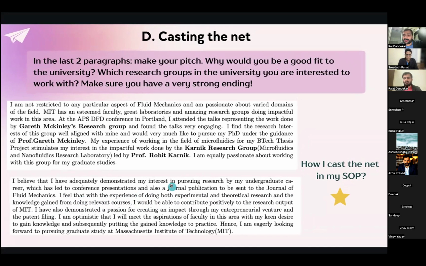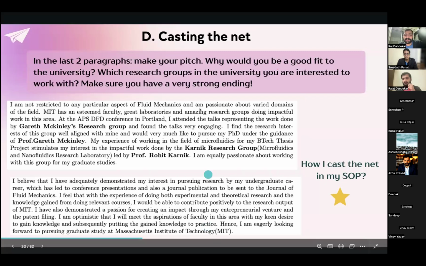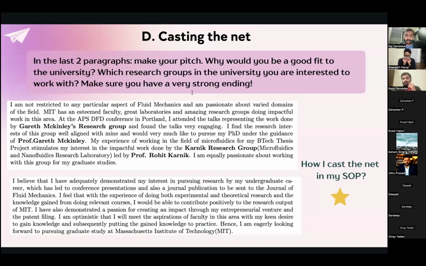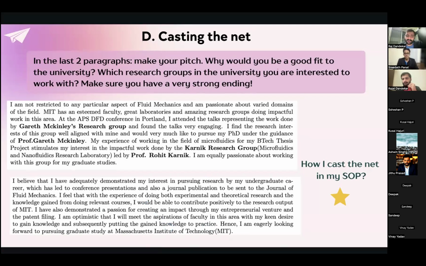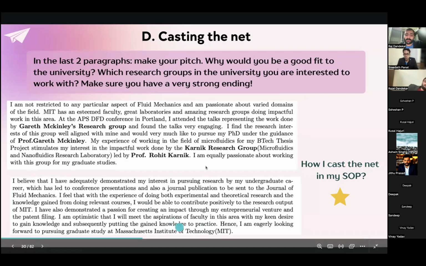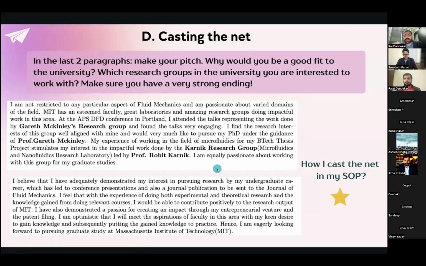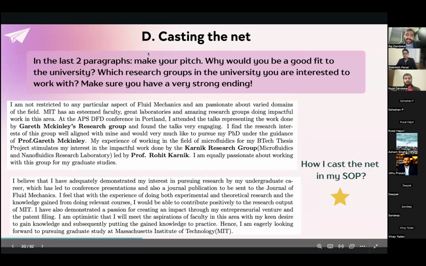So here is where candidates make mistakes. I have seen so many SOPs in which candidates write about what they will get from the university, such as good faculties or a good peer group, but they don't write about what they will contribute to the university. Remember, it's a two-way street. Of course, the university is helping you, but you have to mention what you are bringing to the table. What is the value that you as a candidate are going to provide to the university? Don't make this mistake towards the end of not making your pitch and not mentioning what you will contribute to the university. So this is the last thing, which is casting the net, and you have to make sure that your SOP ends in a very strong manner like this.